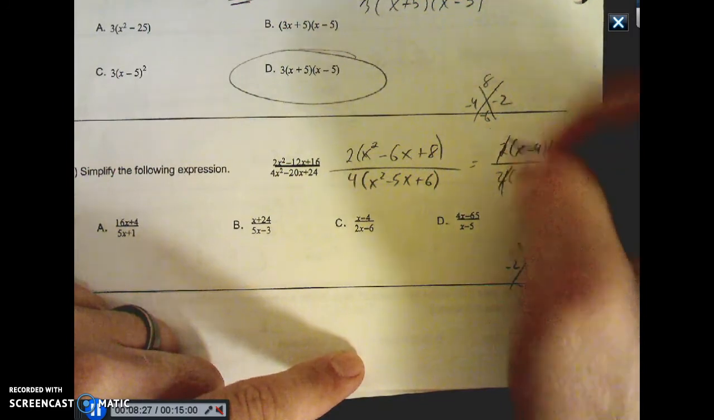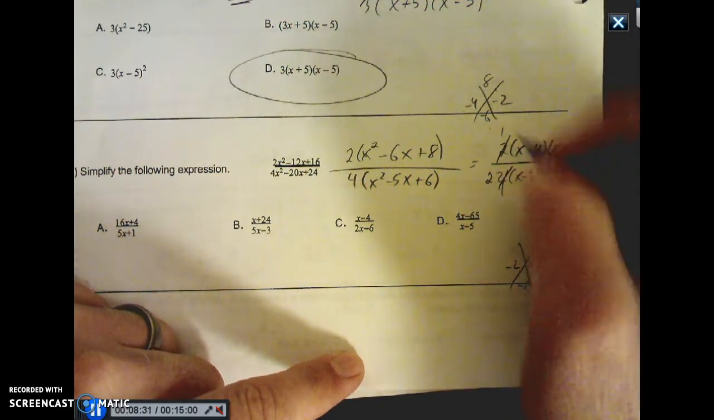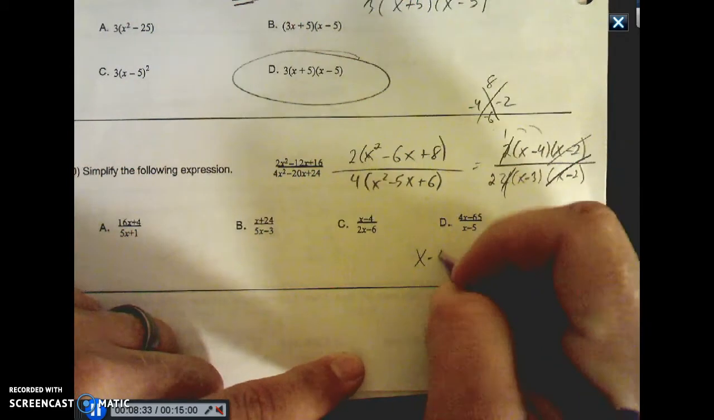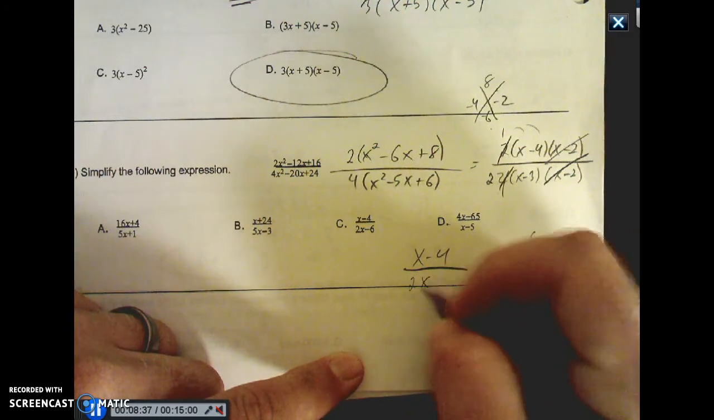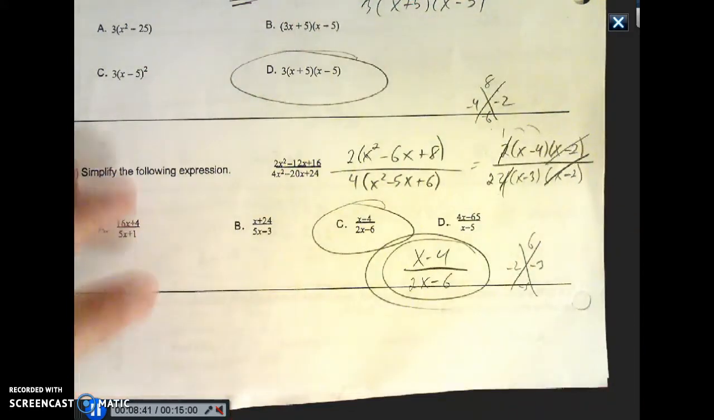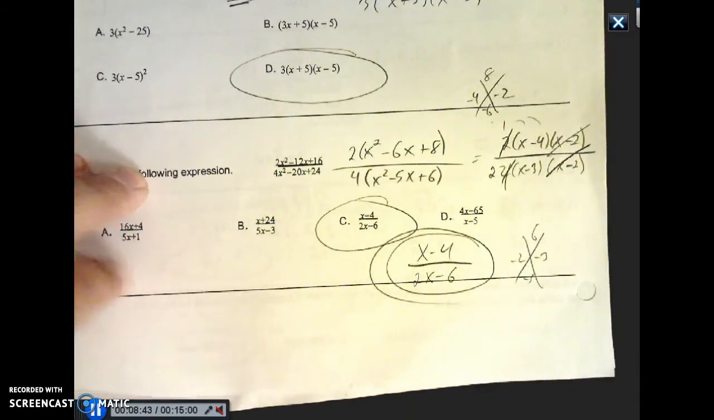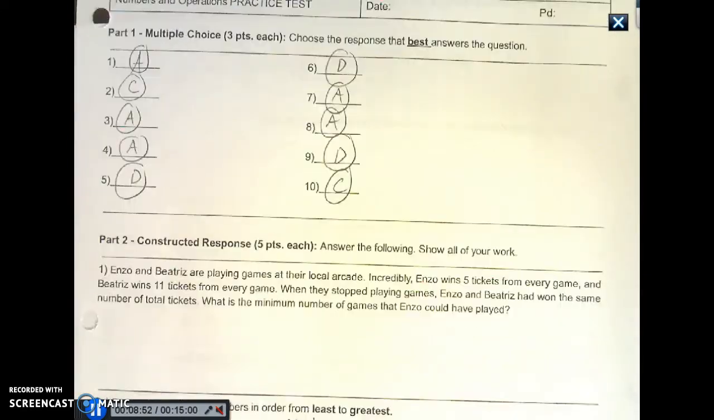Alright, now you could multiply this back in. However, 2 divided by 4 can be reduced down. Divide that by 2, divide this by 2. So up top, you have 1 times x minus 4, which is x minus 4. Down low, 2 times this gives me 2x minus 6. So C. Alright? Just factor, cancel things out, and you're in good shape. Alright, moving on. So we've got all of our answers now. We got a perfect so far in our test.